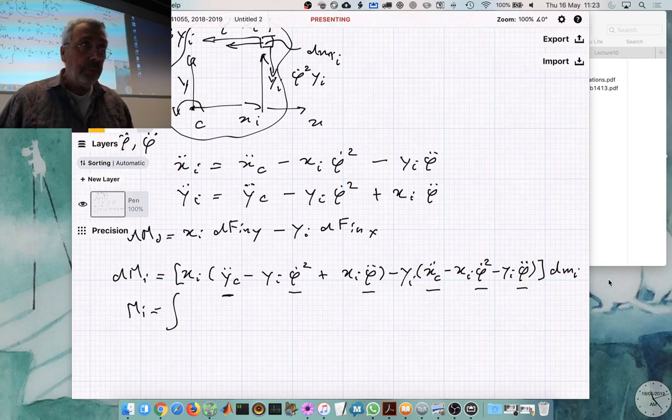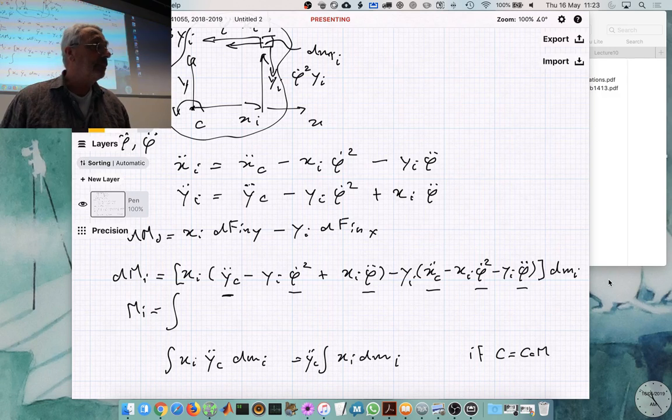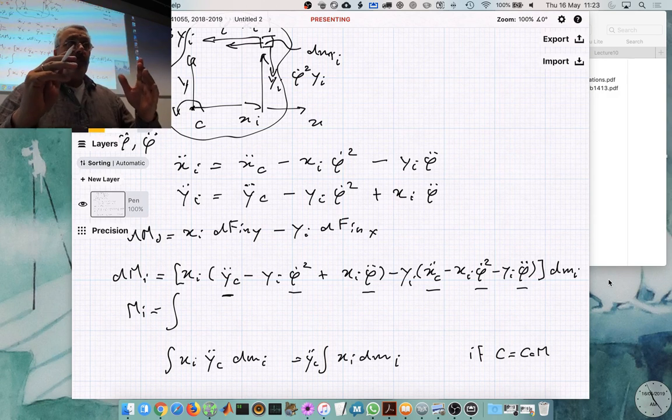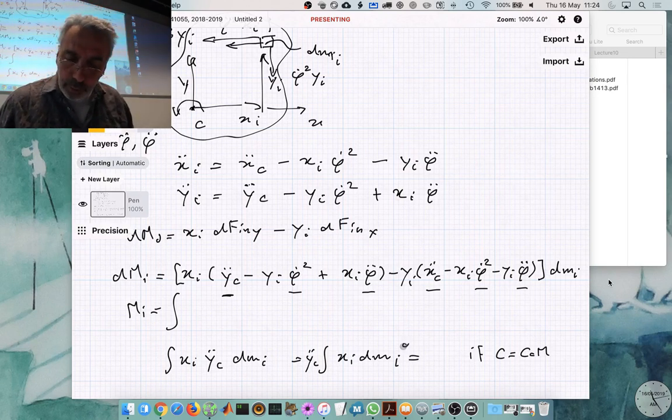So what then remains? If we go term by term, for instance, let's look at this first term. So we have an integral of xi y double dot c dmi. Well, we can pull the constant terms out of it, and we get y double dot c times the integral of xi dm. Now, if c is the center of mass, then what is the value of this guy? What is the integral of distance times mass? Zero. Because that's the definition of the center of mass. For the center of mass, we said the integral x dm and the integral y dm, the static terms, are zero. On purpose, we use that thing, the center of mass. So by definition, that's zero.